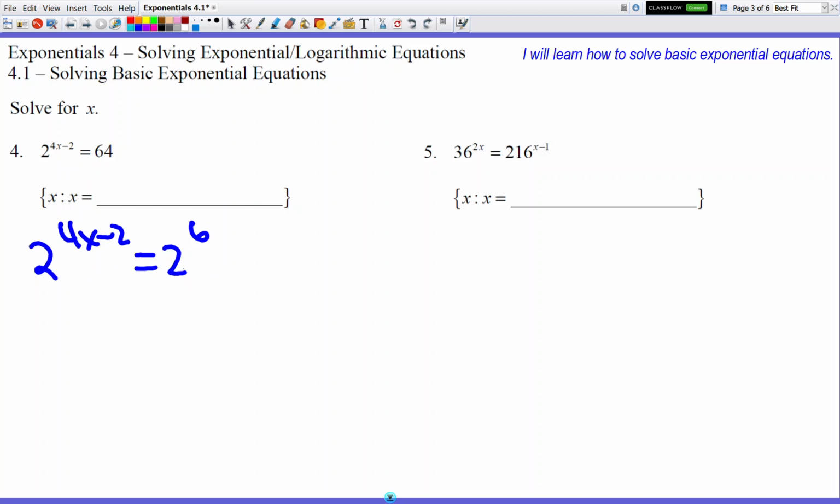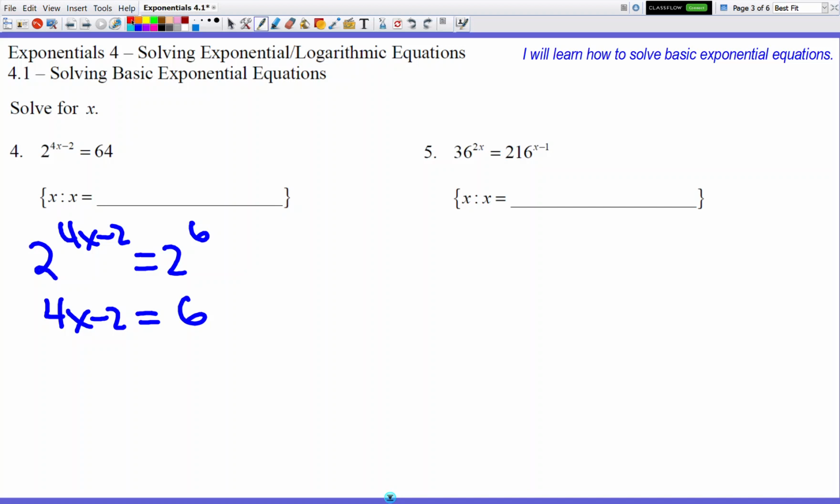Since they match now, I'm going to use logs to cancel them out. And when the logs do their job, they're going to cancel out the base 2's. All I'm going to have left is 4x minus 2 on the left side and equals 6 on the right side. So now this problem got a lot easier. It didn't start off easy. They threw a little curveball at us, but it ends up being business as usual.